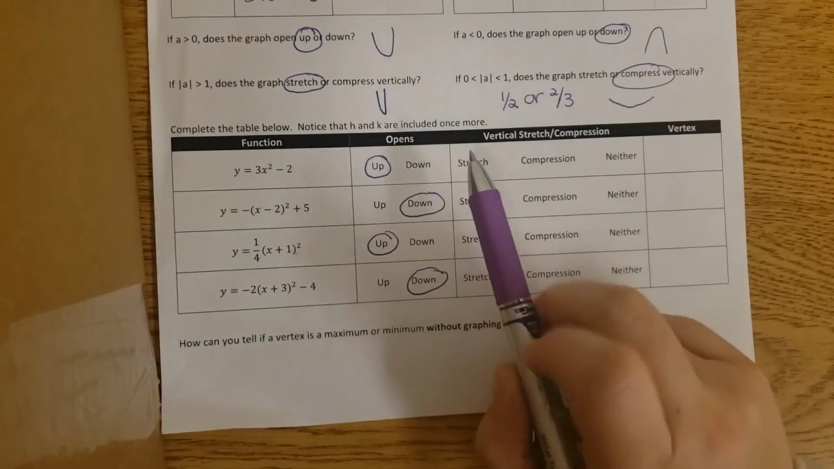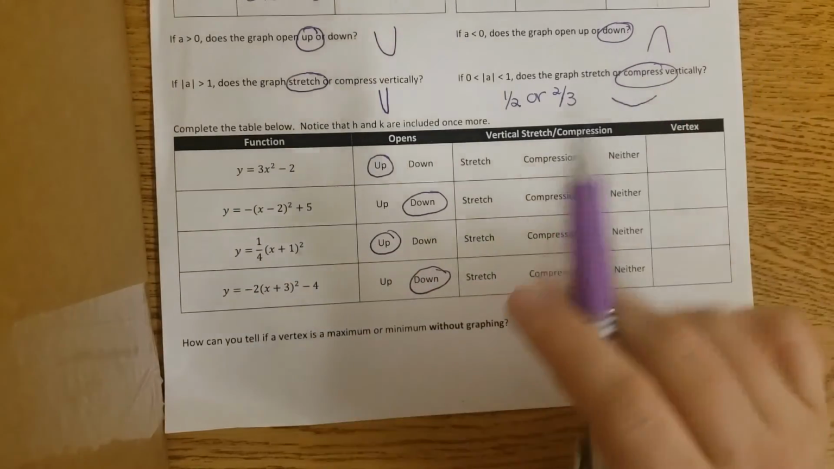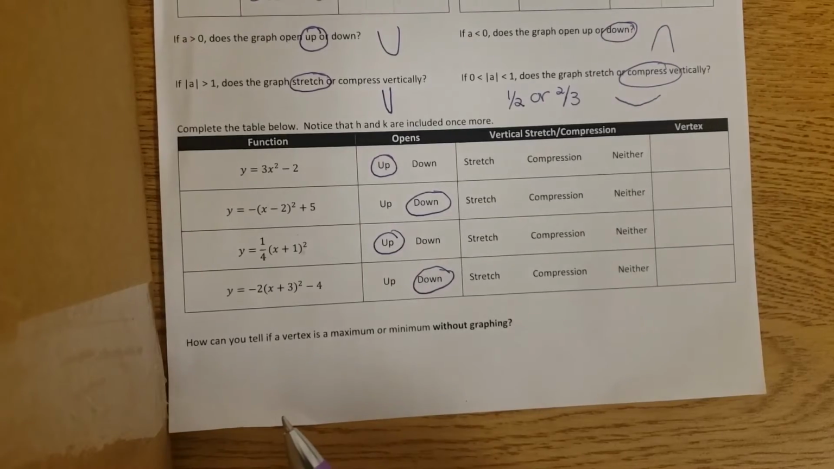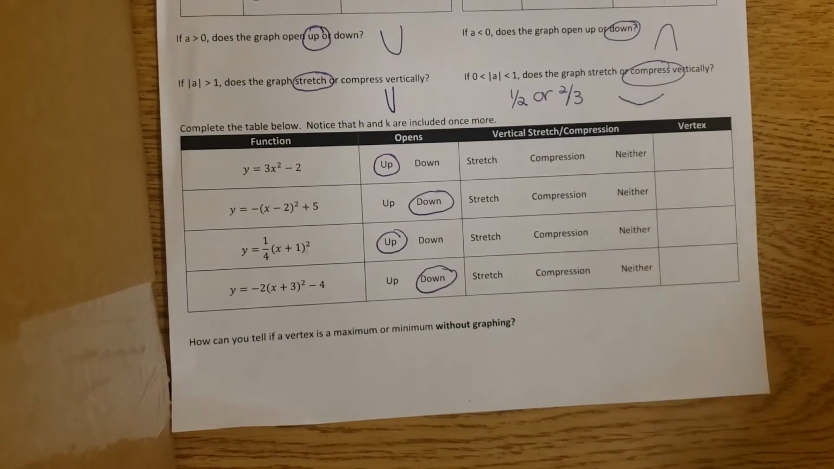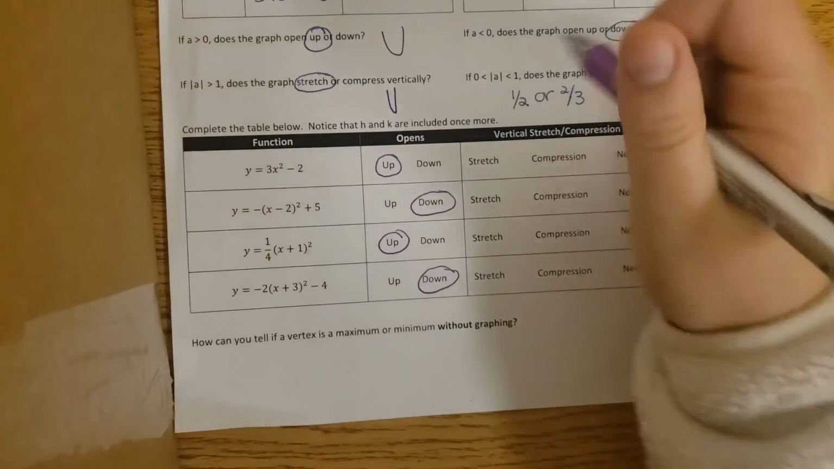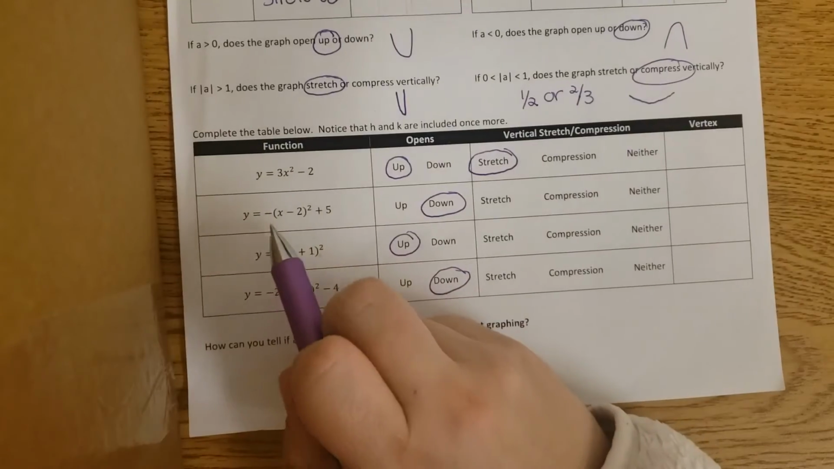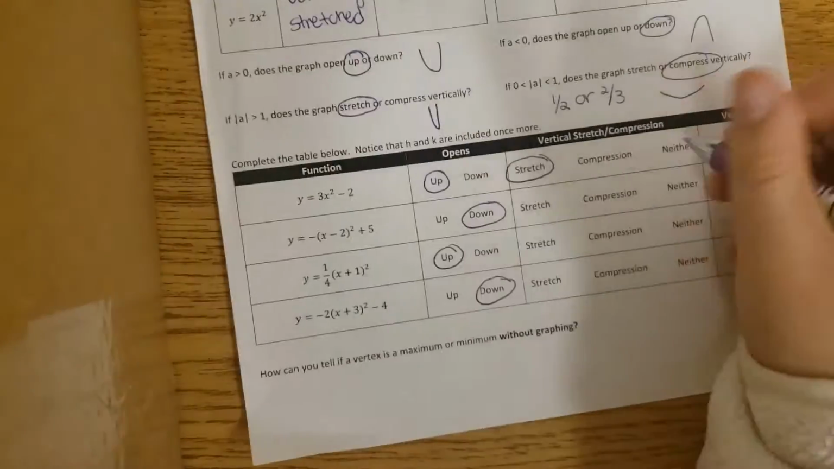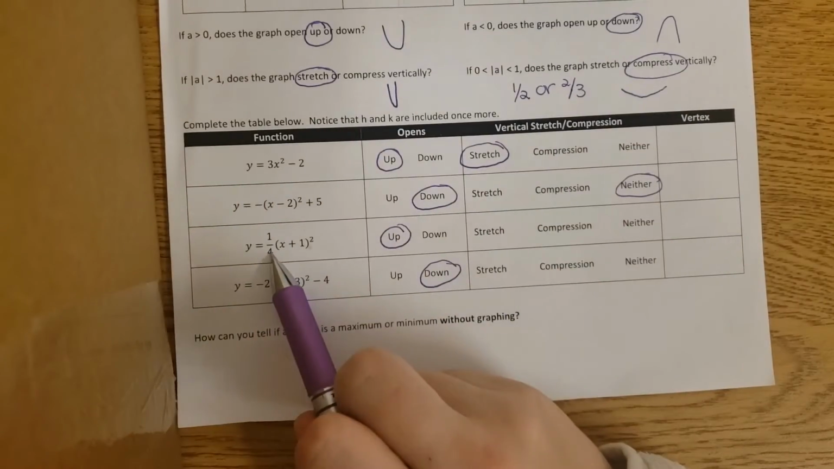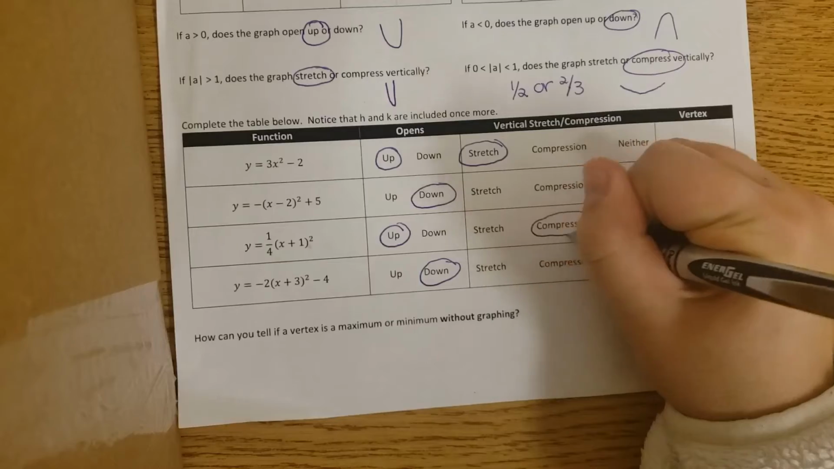Now we're going to look for a stretch, a compression, or neither. So it will stretch, whether it's positive or negative, if the value is bigger than 1, and it will compress if the value is between 0 and 1. And if it's just 1, in other words, if there's nothing there, we'll pick neither. So here we have a 3. That 3 stretches our graph. Here we have an imaginary 1, which means nothing changes, so we're going to say neither. Here we have 1/4, and that's between 0 and 1, so that's a compression.